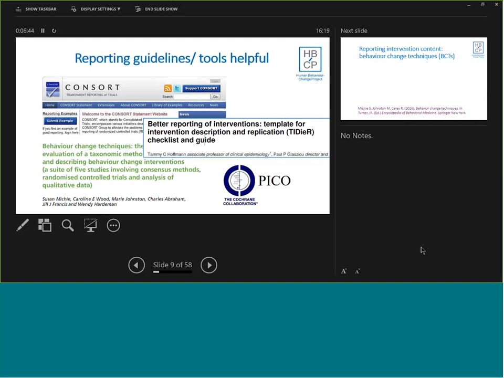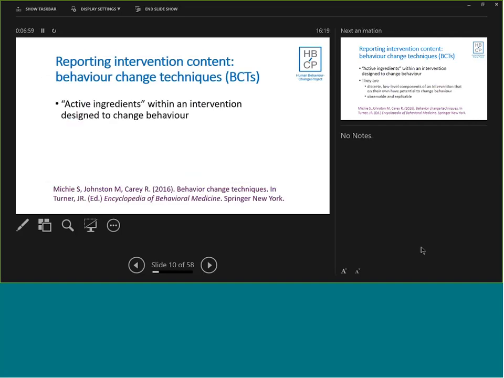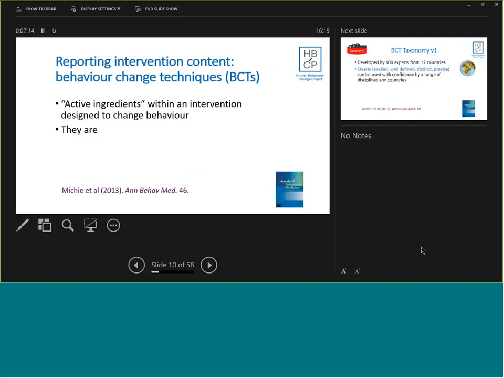And I began just bottom up, looking at what's the smallest component of those interventions that on their own could change behaviour, and came up with the concept of behaviour change techniques. What are these? They can be seen as the active ingredients within any intervention designed to change behaviour. They're discrete, low-level components that, as I said, have the potential to change behaviour, and they're observable and replicable.